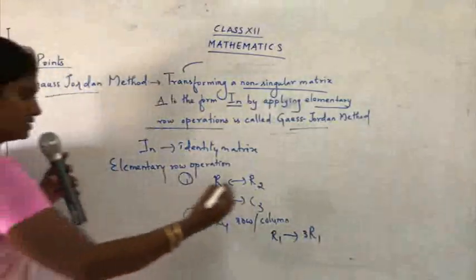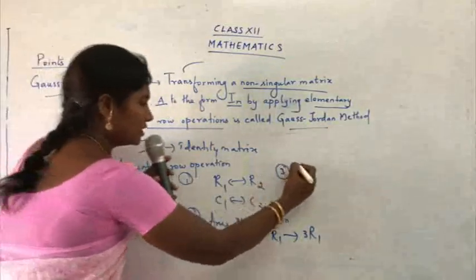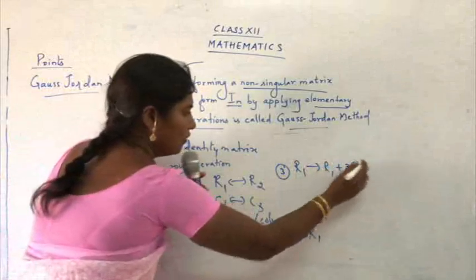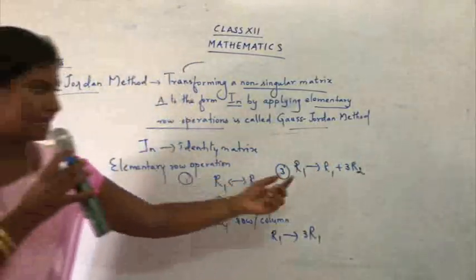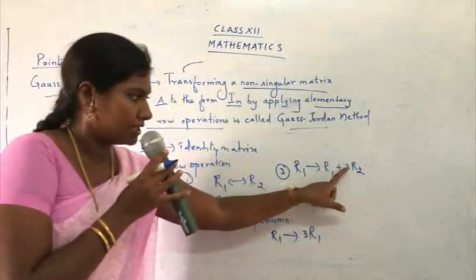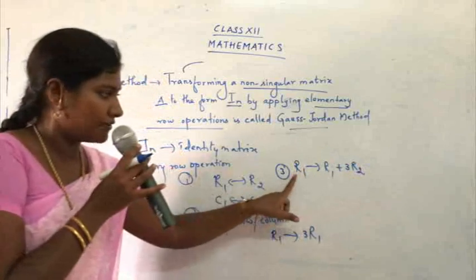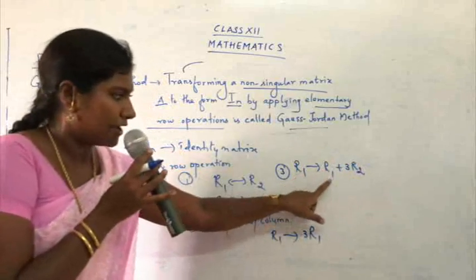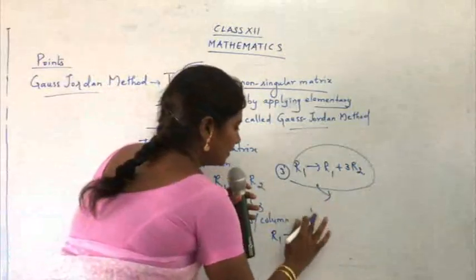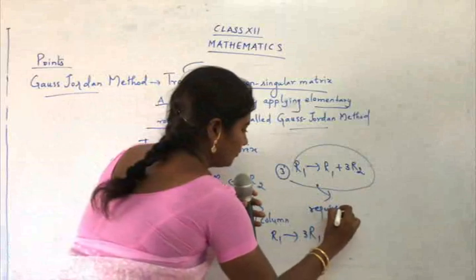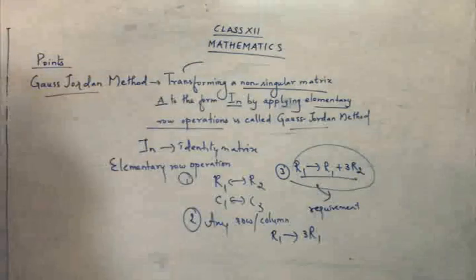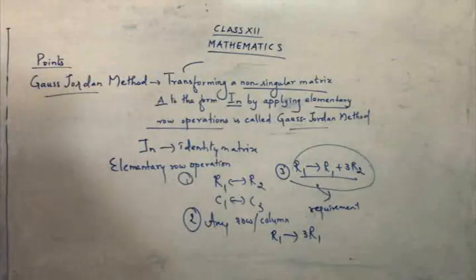The third rule was R1 will change to R1 plus some multiple of R2. So you can add the 2 rows, and you can multiply the second row by some non-zero number. So R1 will change to R1 plus 3R2. This goes according to the requirement. It is not the same rule that we have to follow every time; we have to choose the rule according to the question. So this is the definition.